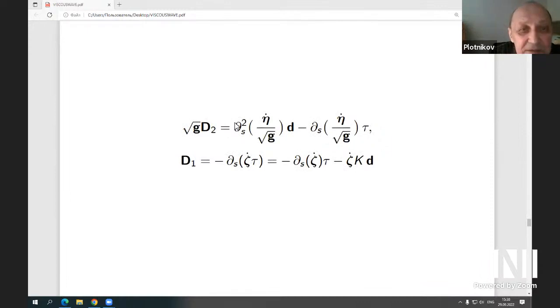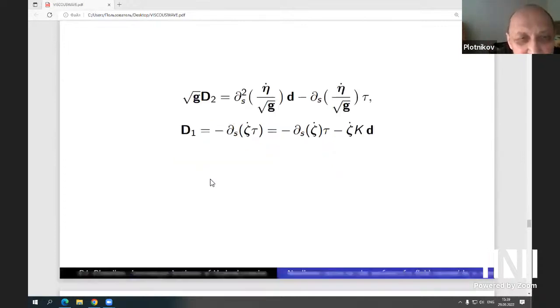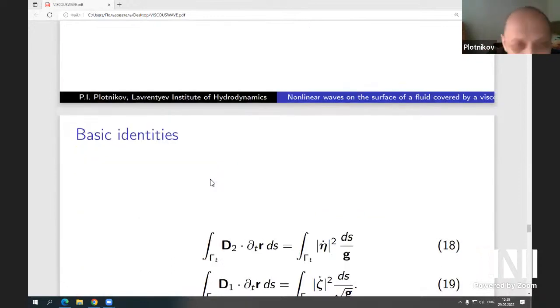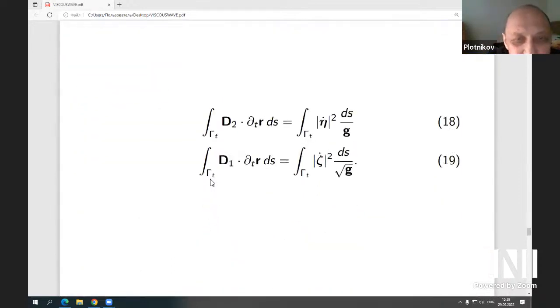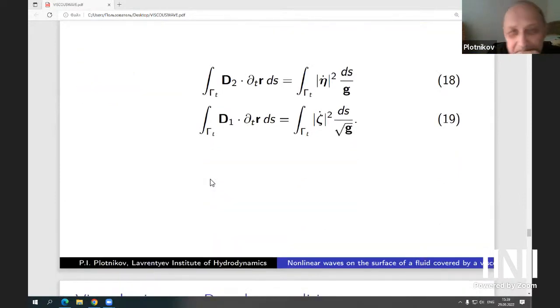I propose the following examples of these dissipative terms. It is a little bit complicated, but for dissipative terms you can choose various representations. It is a complicated mathematical theory. The key observation is these two identities. The proof is technical, but it is a mathematical fact.